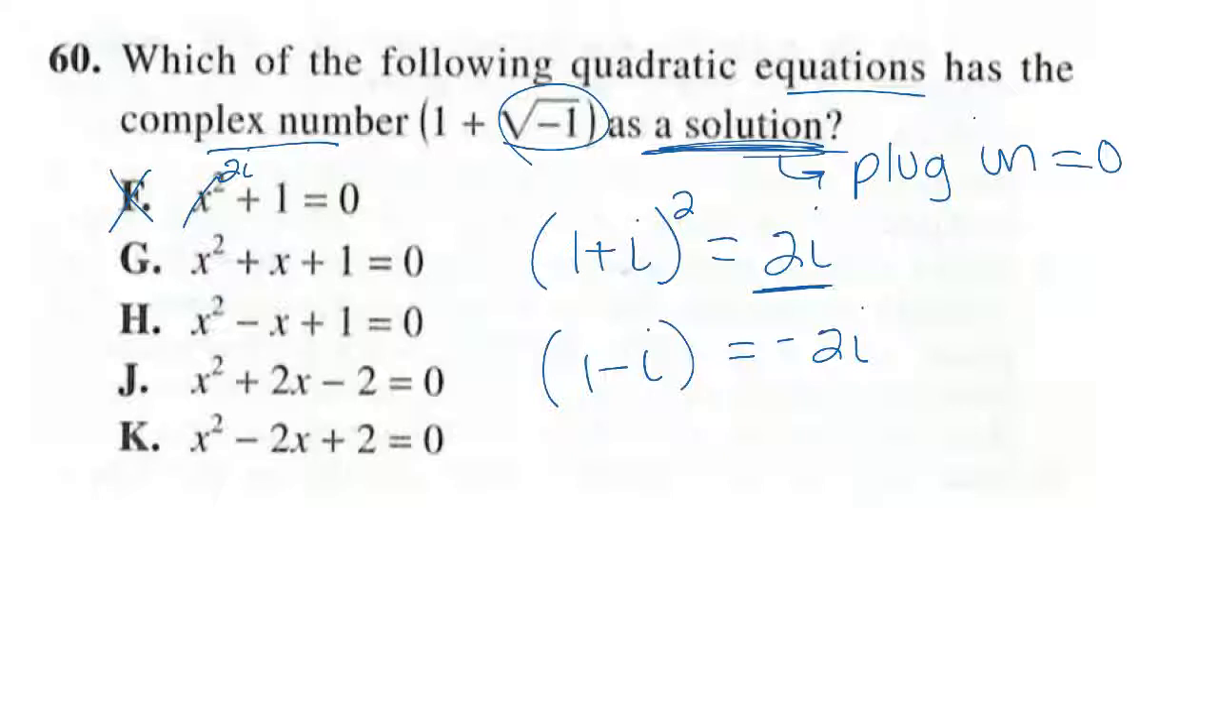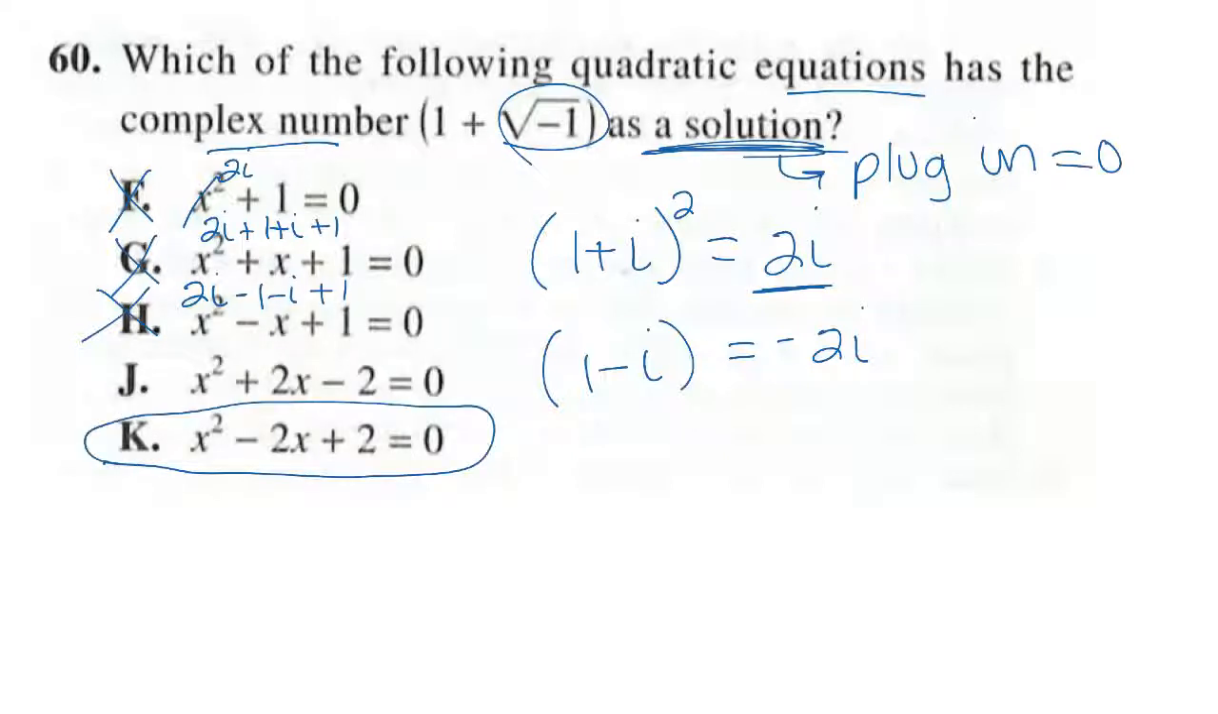What about this next one, G? That's going to be 2i plus 1 plus i plus 1. Nope, that's still not going to give us 0. Well, H is looking a little bit more promising. So I have 2i minus x, so that's going to be minus 1 minus i plus 1. Well, we're getting a little bit closer, but it's not going to be that. And notice if you continue with this process of elimination, you're going to end up with answer choice K.